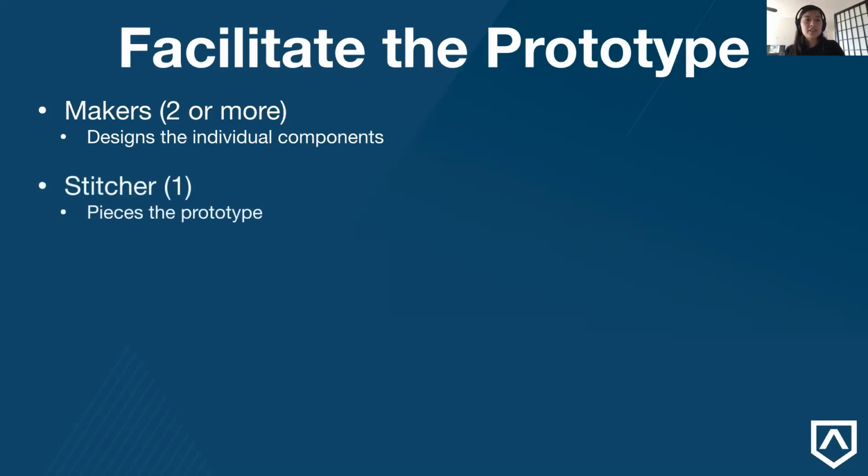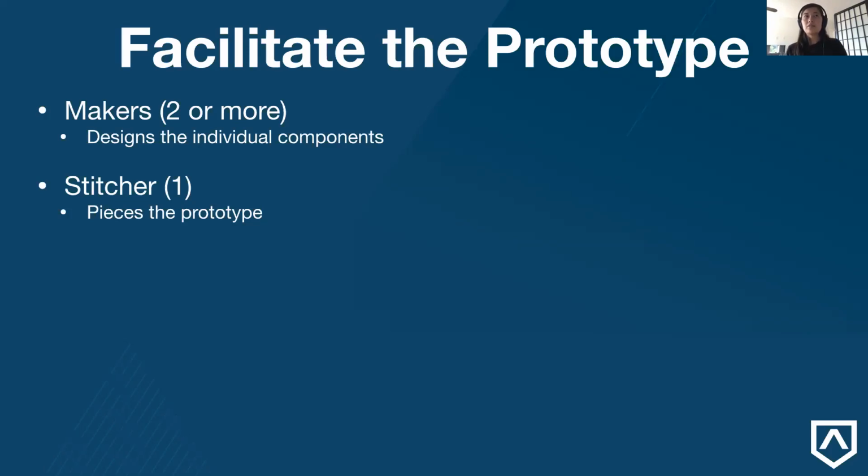Then the second person is the stitcher. At this point, they're collecting the pieces of the prototype from the makers and they're combining it and making sure that it feels cohesive. Again, normally a designer would be a good choice for this role, but something to also keep in mind is that this role is very critical. A stitcher is normally someone who's very detail oriented and is somebody that is making sure that the prototype feels real.